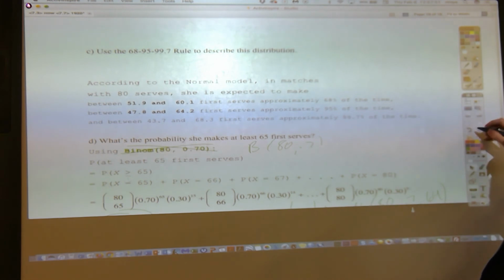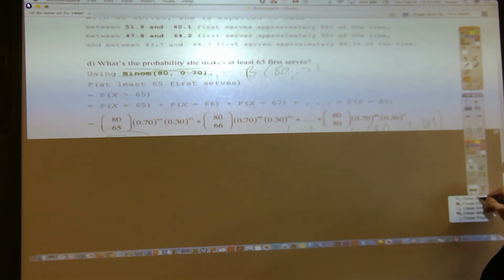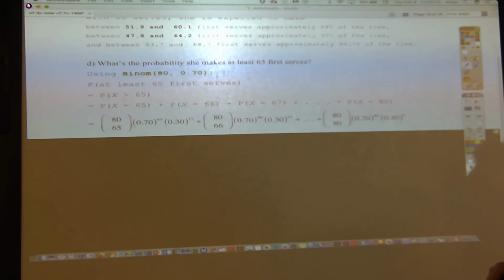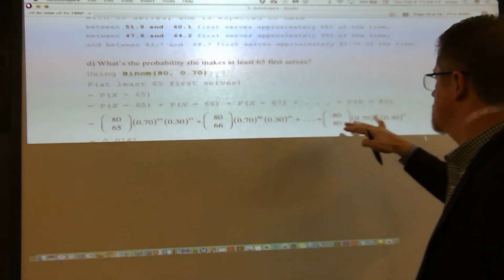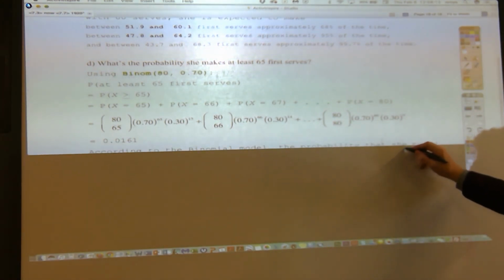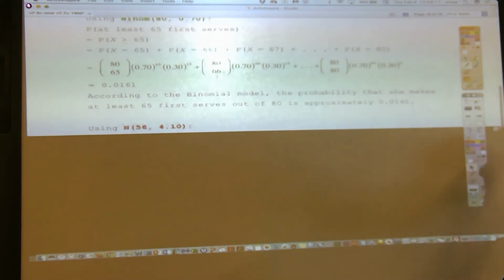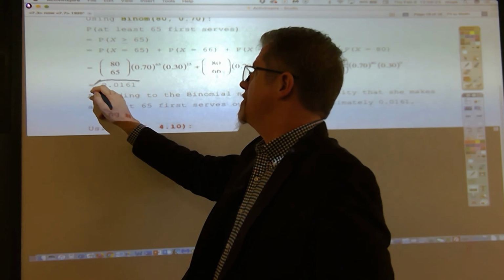I don't want to take the time to do part C. If you were to do part D using the binomial model, she makes at least 65 of the first serve, so it's 65 or more. You put the triplet for k equals 65, k equals 66, and k equals 80, and binomcdf can be used to get that. So let's see what the normal model gives you for the same problem. The exact answer is 0.0161.